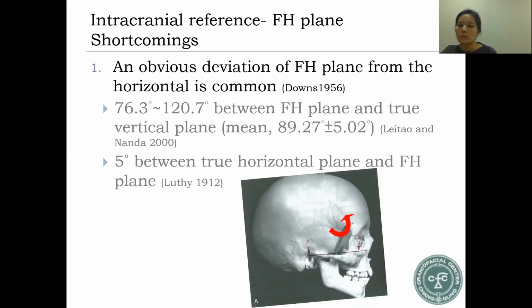There are 3 main shortcomings of the FH plane. First, many researchers have indicated that an obvious deviation of the FH plane from the horizontal is common. Usually, the FH plane is more counterclockwise than the true horizontal plane. The deviation must be considered if the FH plane is selected as the reference plane.